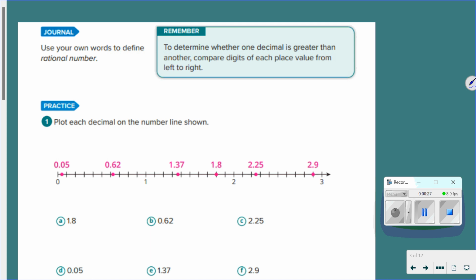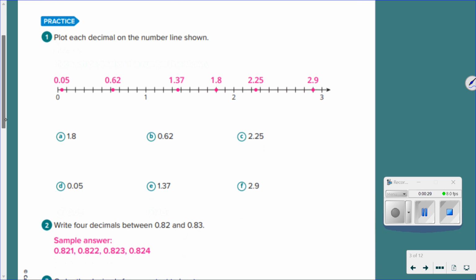Okay, for number one, plot the decimals. I don't know why they did this, but your numbers should have been underneath. So A was at 1 and 8/10, should have been literally right on that dot, on that line. B, 62 hundredths, so just a little past the 6/10. C, 2 and 25 hundredths.